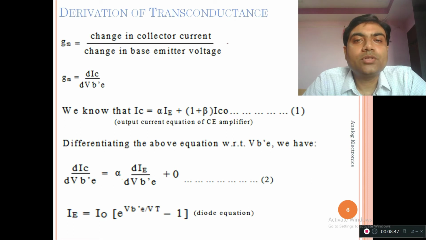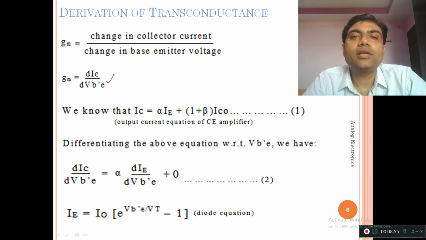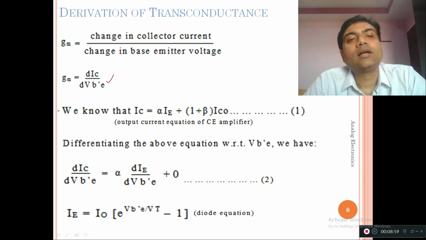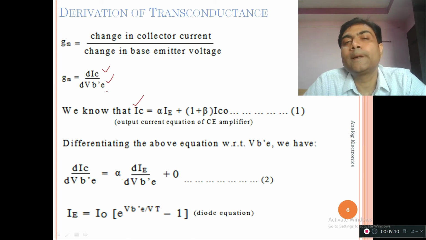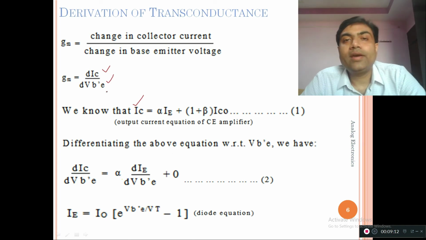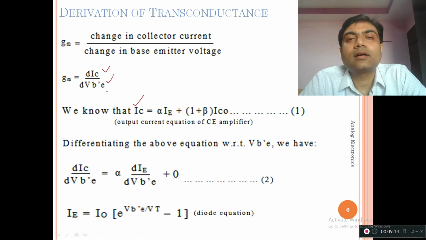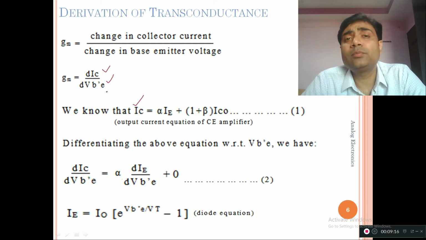And what is gm? gm for me is the change in the collector current upon the change in the base emitter voltage. So dIC upon dVb'e, or del IC upon del Vb'e, you can also say like that. Now we know why we are concentrating on this equation, because ultimately we have to replace this IC and Vb'e value, and we have to somehow find a way to relate this collector current with the input voltage.